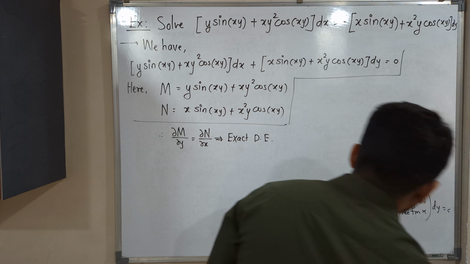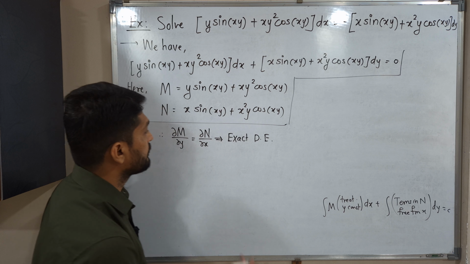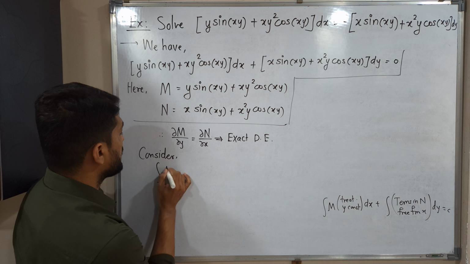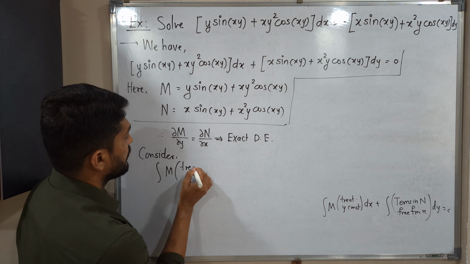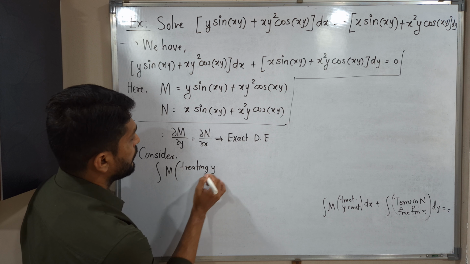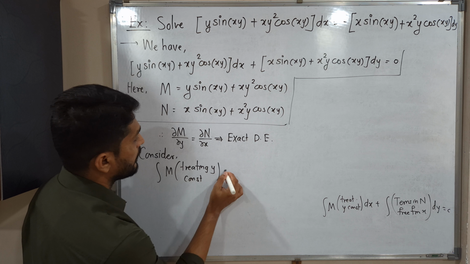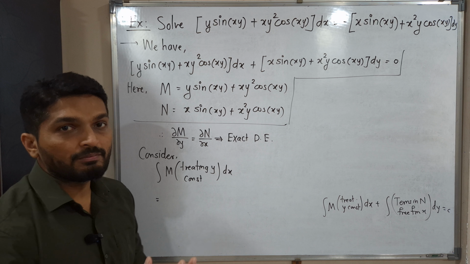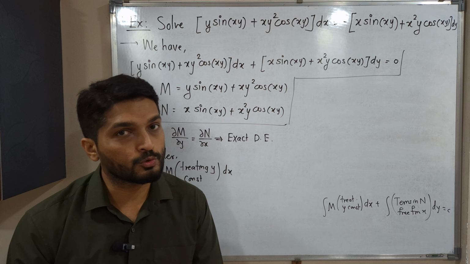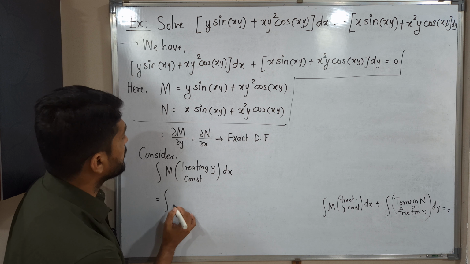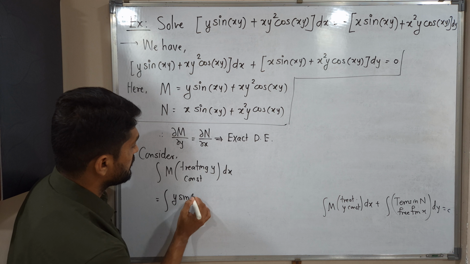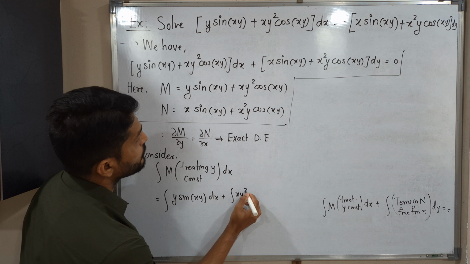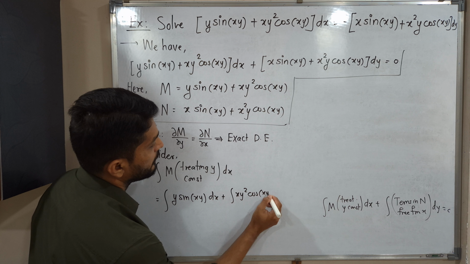So yes, let us do it one by one. I will focus on the first integral. Consider the integration of M treating y constant, dx. What is my M? This is my M. You can see addition is there. When we have addition, we take separate integrations. So let me directly write the integral of y sin xy dx plus xy square cos xy dx.